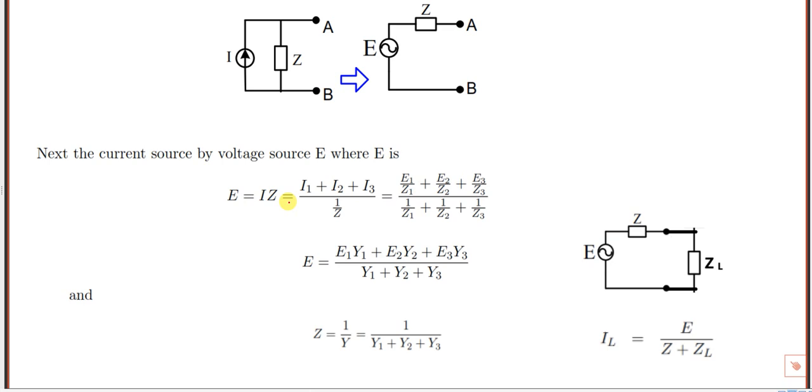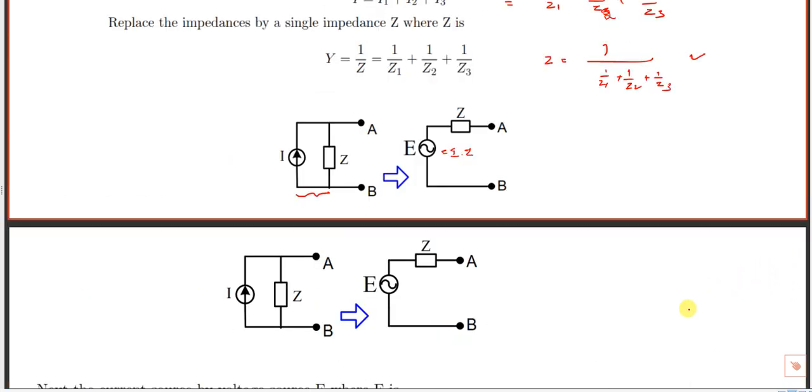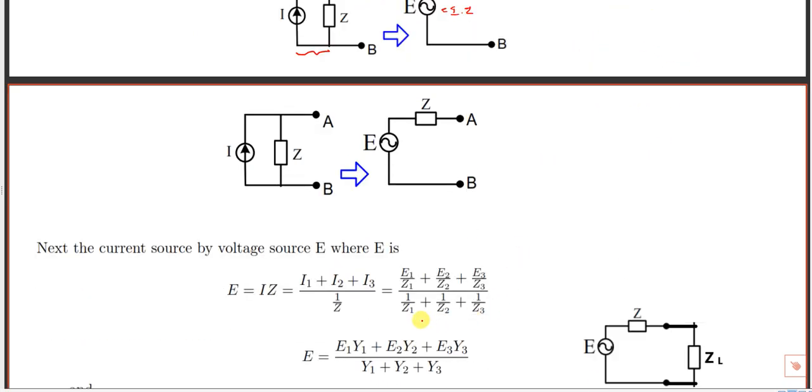Z equivalent is this. You have to multiply I with Z, where Z is this. So here you can see this is the current, multiplied by 1 divided by (1 by Z1 plus 1 by Z2 plus 1 by Z3). It is the same as that.